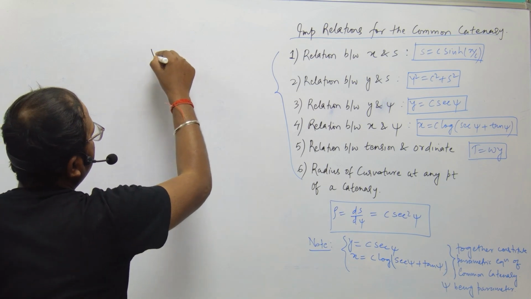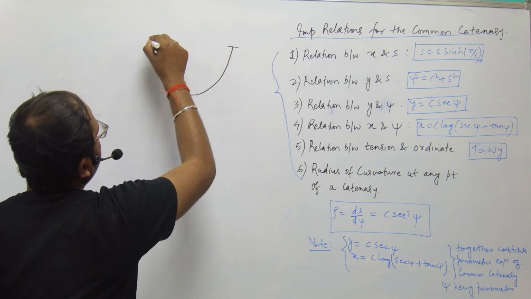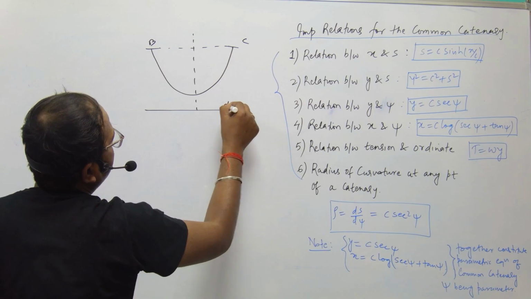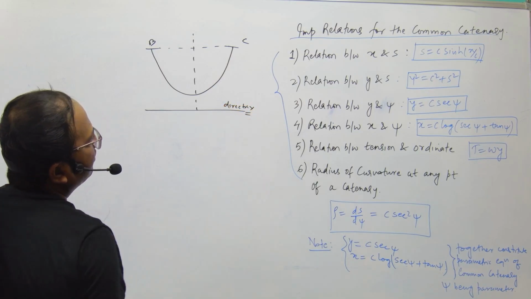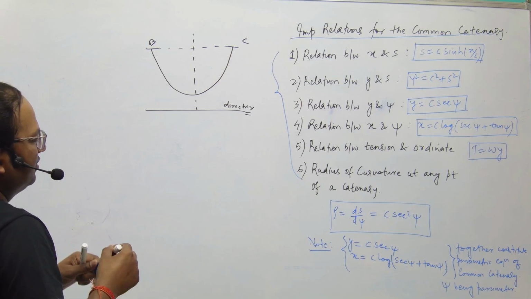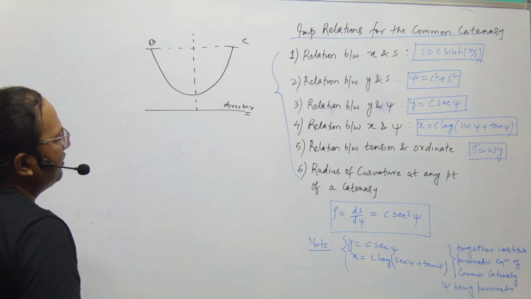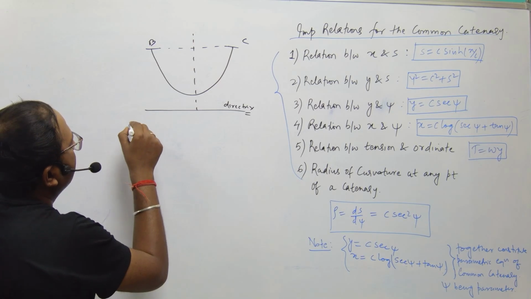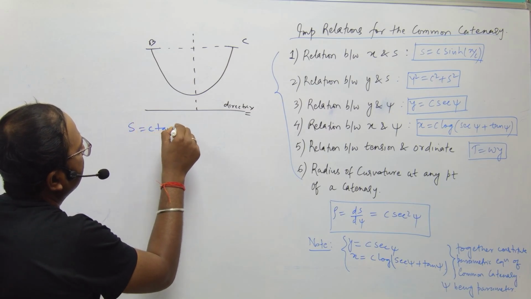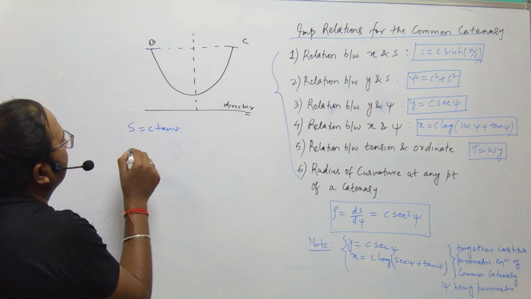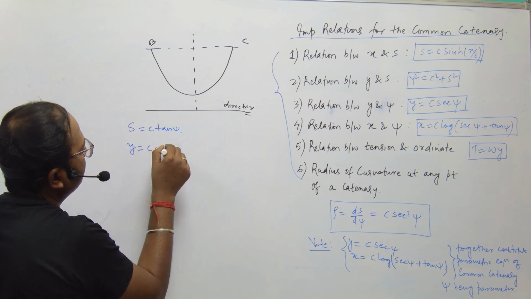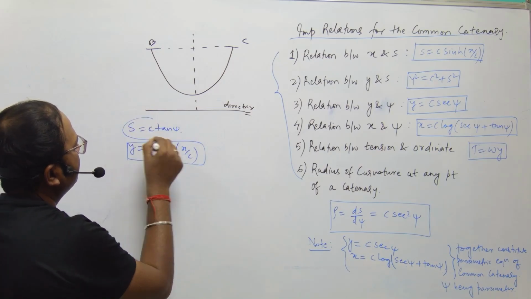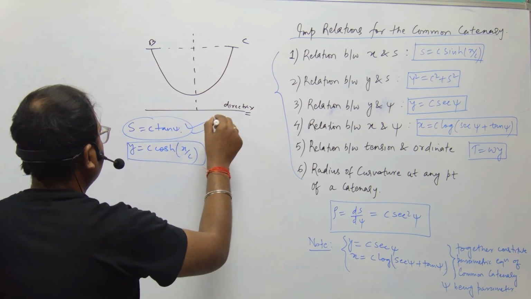So we have a common catenary like this. This is point B, this is point C, this is the horizontal line, this is the axis, and this is the directrix. We have to find the relation between x and s. We have the intrinsic equation of the common catenary as s is equal to c tan psi, and the Cartesian equation is y is equal to c cosh x upon c. So this is the Cartesian equation, and this is the intrinsic equation. Let us use the intrinsic equation.